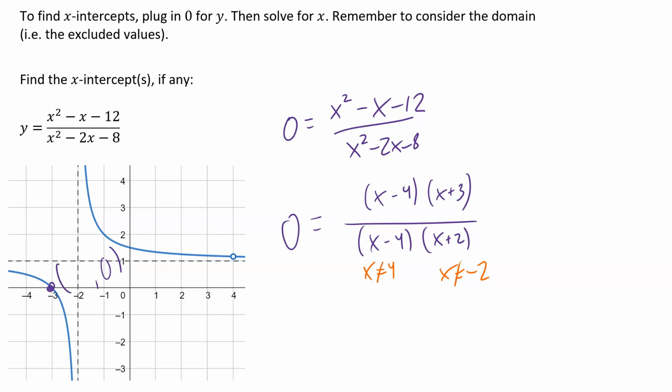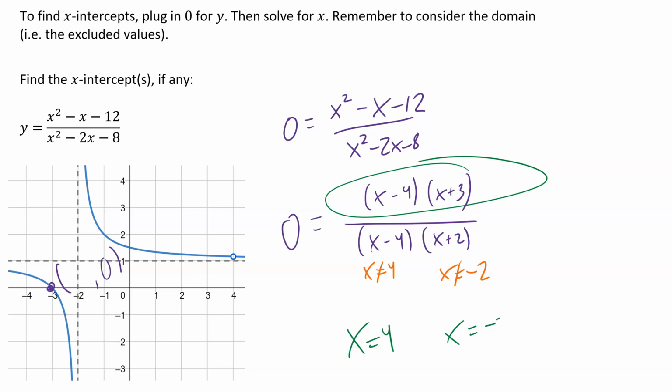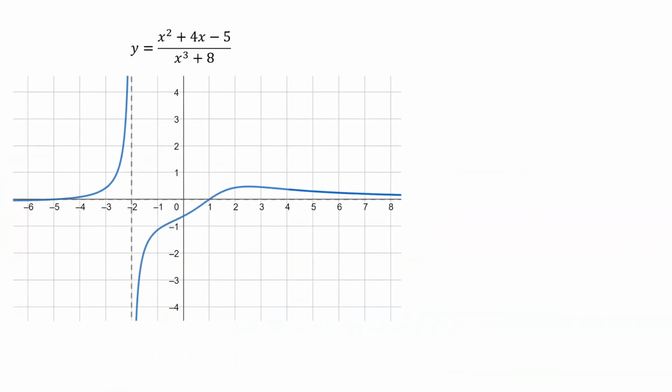To solve the equation, I just need to figure out what makes the numerator equal to 0. The only way that I'm going to divide two things and get 0 is if the numerator is 0. The numerator is 0 when x equals 4 or x equals -3. Oh wait, x can't be 4. My only x-intercept is going to be -3. To find x-intercepts, I plug in a 0 for y, solve for x.